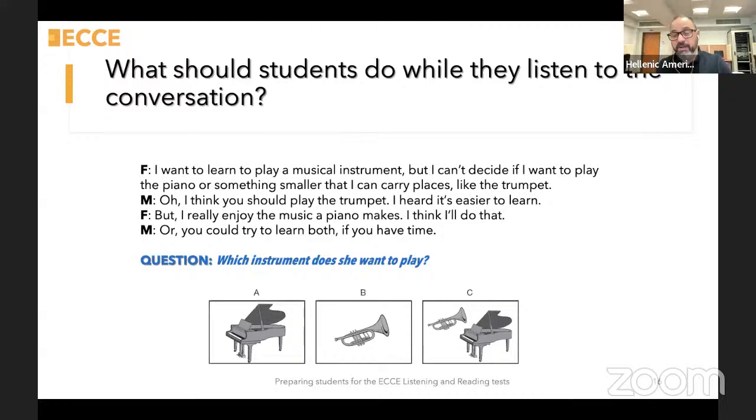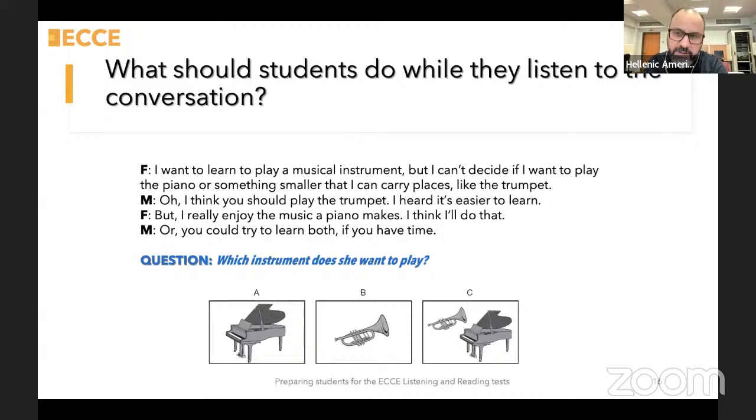So there's, of course, only one answer, and we've heard that answer. She very clearly stated which instrument she wants to play, but I really enjoy the music a piano makes. I think I'll do that. So the woman already expressed her preference. And of course, picture A is the one that answers this particular question.